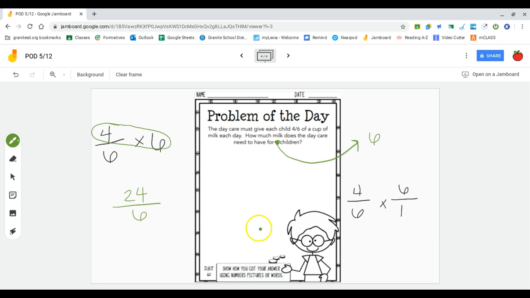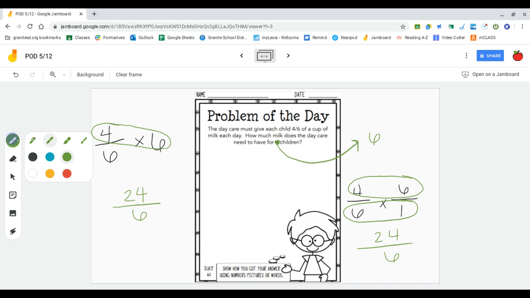And then on the right side, I multiply straight across. So numerators and denominators. 6 times 4 is 24, and 6 times 1 is 6. Both of my answers are the same, and this is technically correct, but I could simplify it to be more correct. So I'm going to go ahead and do that. This is an improper fraction, and I'm going to simplify it to a mixed number.